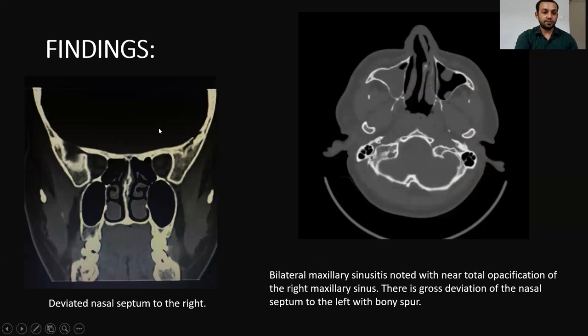Here we have a coronal image of head in a bone window showing deviated nasal septum to the right. Here the deviation is rather mild, whereas in the second image, you can see that there is deviation of the nasal septum to the left along with a bony spur. There is also bilateral maxillary sinusitis with near total opacification of the right maxillary sinus.